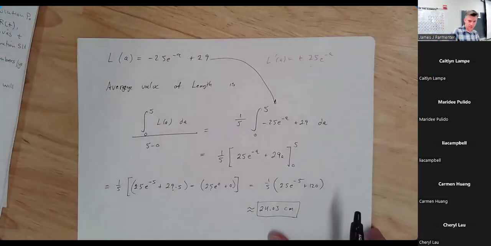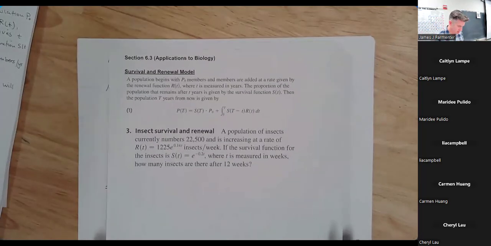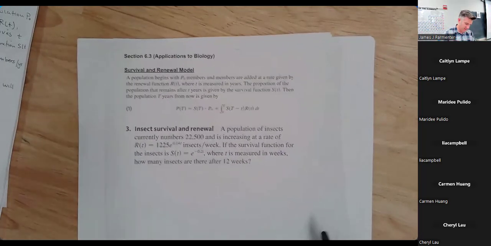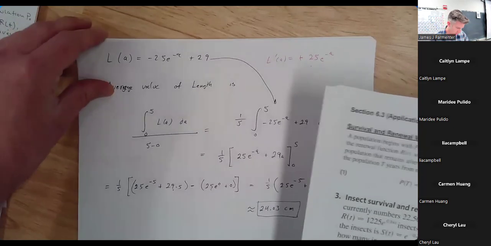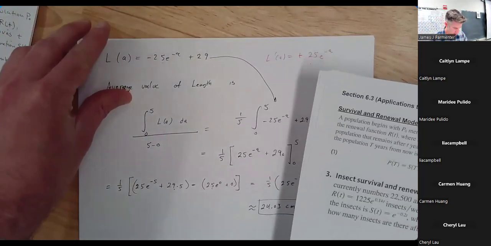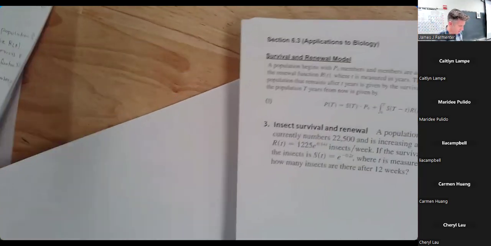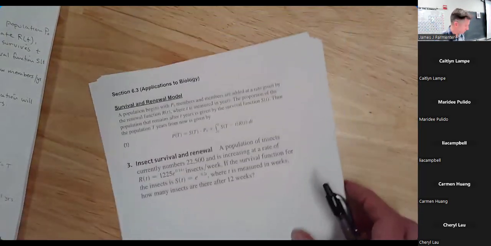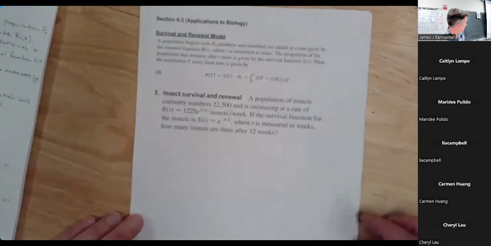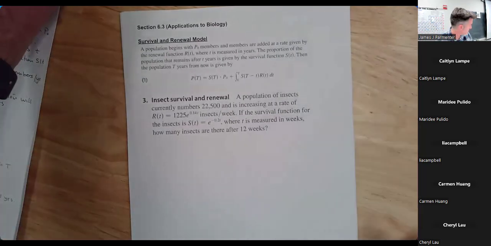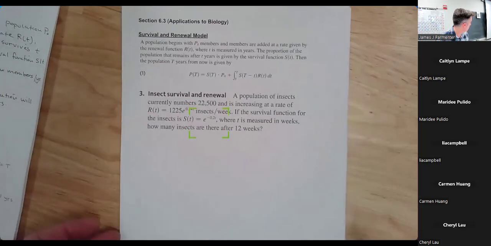So the handout looks like this. Survival, and I'm going to use the handout too because I don't want to write all this stuff down. So let's talk about the handout. Survival and renewal functions. Let's just read through this to get an idea of what's going on here.